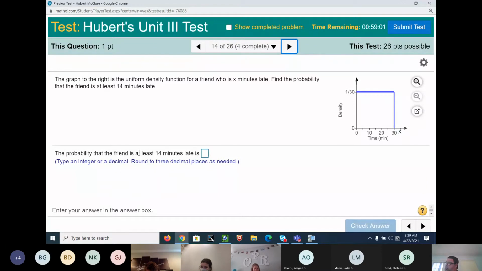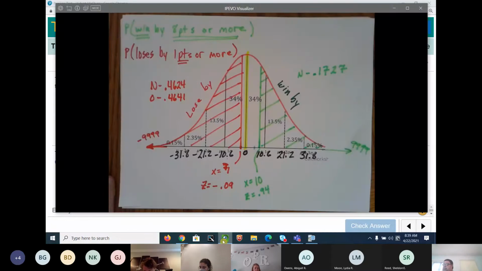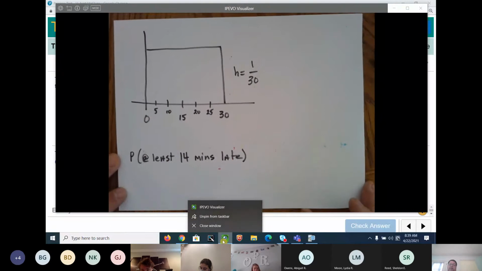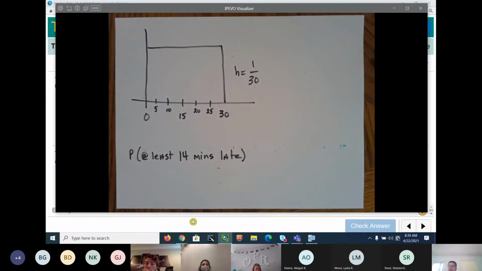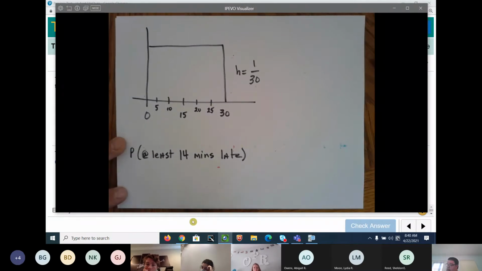And the height is equal to 1/30. And they want to know the probability of being at least 14 minutes late. I want somebody to tell me, what does "at least" mean, in layman's terms, not mathematical terms? That and everything above it. That's one way of putting it. What's another way? The lowest number is what? 14. Okay, so that's two ways to put it. The lowest number in our set is 14, and 14 and everything above it.